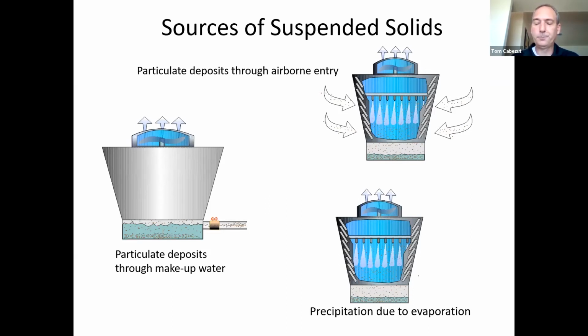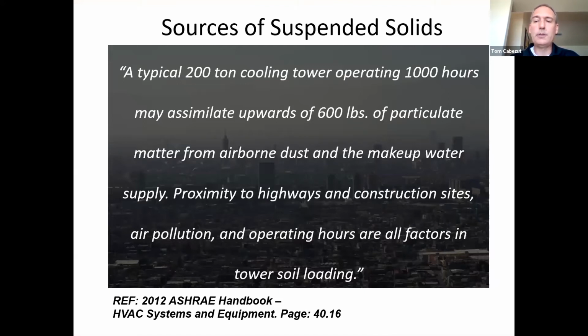A typical 200-ton cooling tower operating 1,000 hours can accumulate up to 600 pounds of dirt over that period of time. ASHRAE, in the handbook, also talks about this particular solids loading, and 200 tons is fairly small in the big picture. So what we're tackling is that airborne dirt and debris that wants to accumulate in that basin.